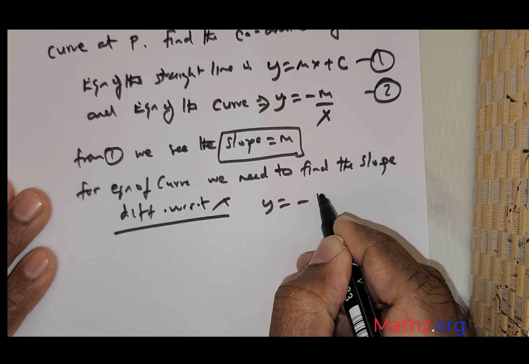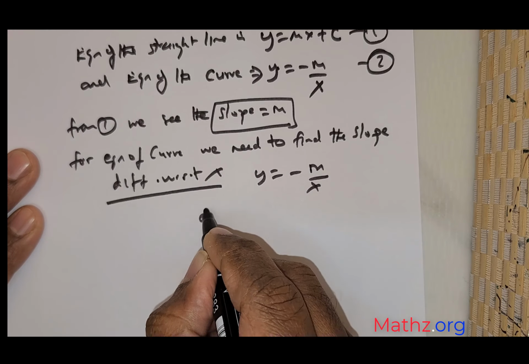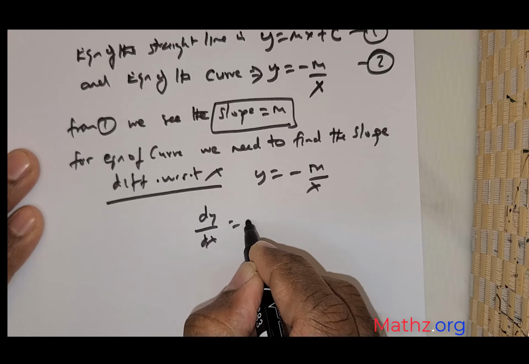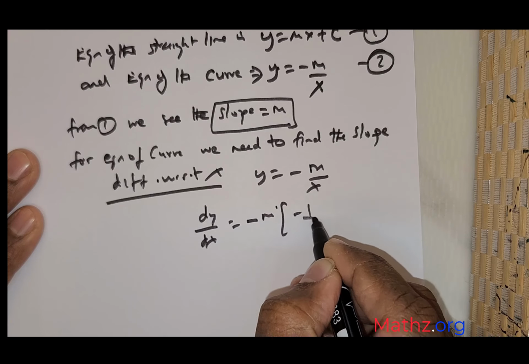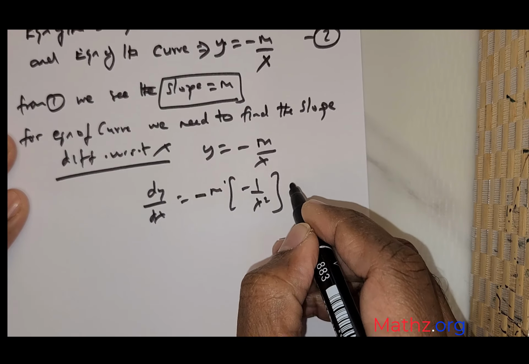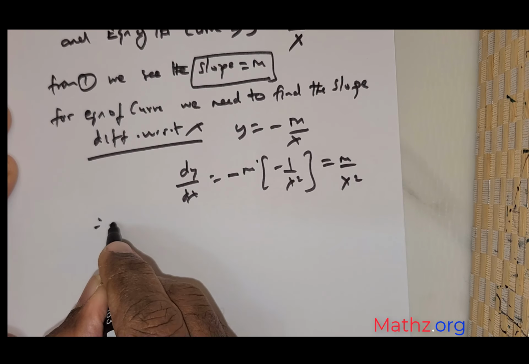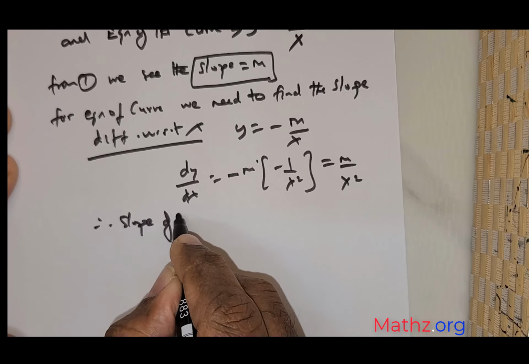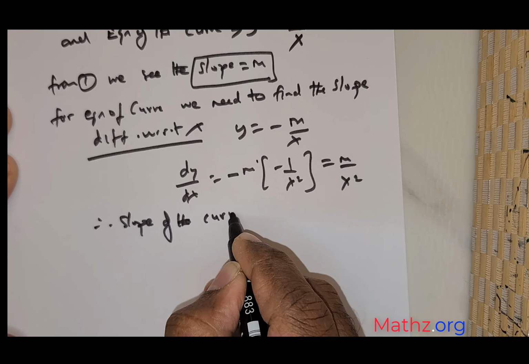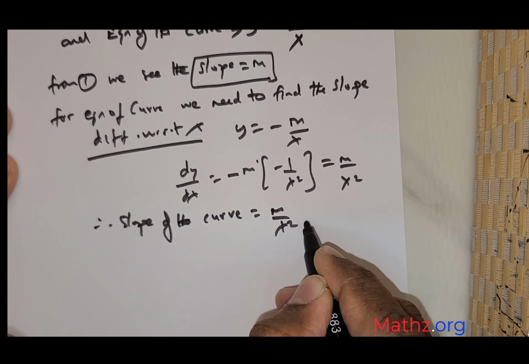So we get y = -m/x. We differentiate, we find dy/dx. This is going to give you -1 over x squared when you differentiate, which is nothing but m over x squared. So therefore the slope of the curve is m/x².